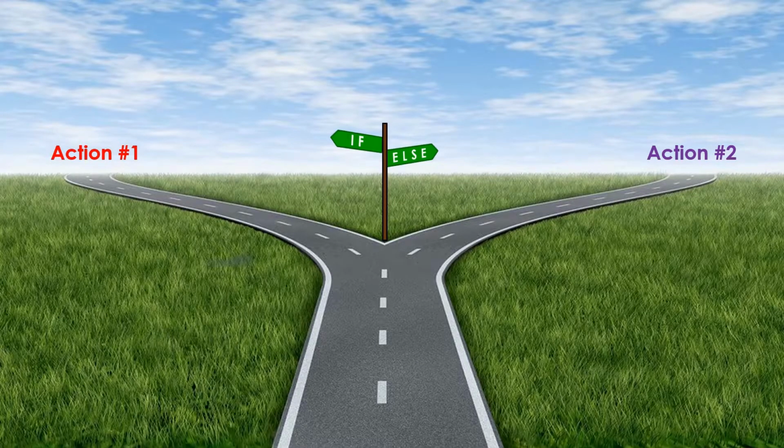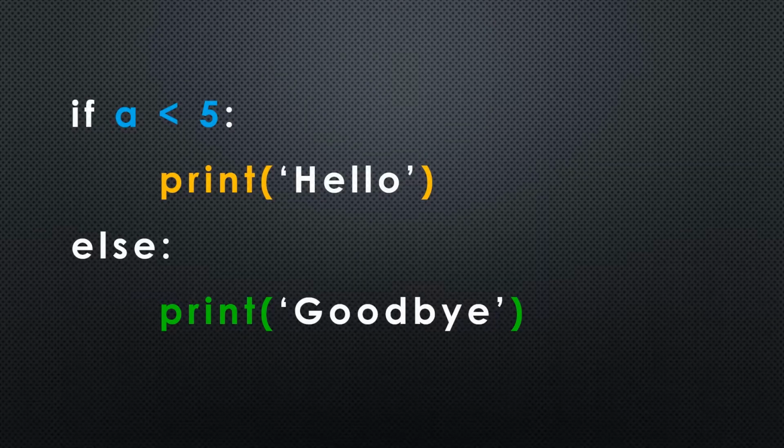An if-else statement is like a crossroads, where the first road leads to one action, and the second leads to a different action. Let's look at how this is expressed in code. Let's say, if A is smaller than 5, print the word hello. Else, print the word goodbye.